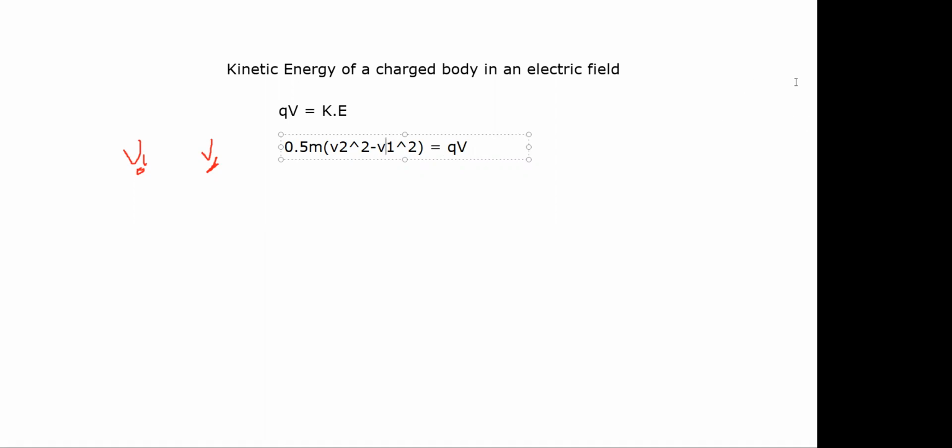And suppose v1 is equal to 0, then 0.5 m v square is equal to qV. From here you can easily find out v. Small v is equal to (2qV divided by m) whole to the power half. Have you understood this? Yes, sir.